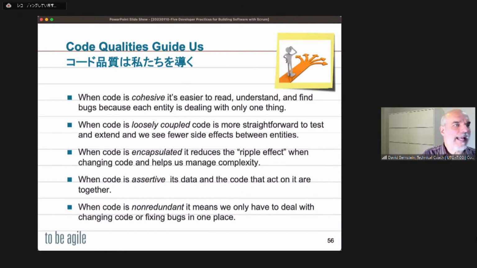When we focus on any of these code qualities, we find the other ones improve as well. And this is really at the core of good code. If you can have these qualities in your code, then you'll find that it's much more straightforward to work with.